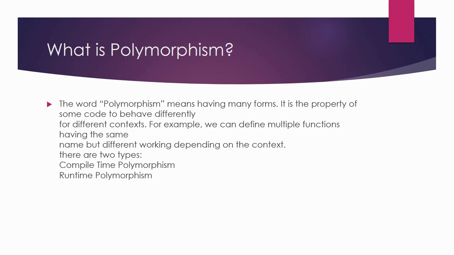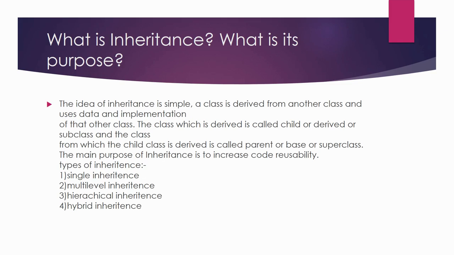Next is what is inheritance and what is its purpose. The idea behind inheritance is simple. A class is derived from another class and uses the data in the implementation of that other class. The class which is derived is called the child, derived or subclass, and the class from which the child class is derived is called the parent, base or superclass. The main purpose of inheritance is to increase code reusability.